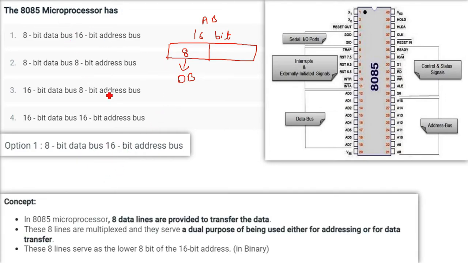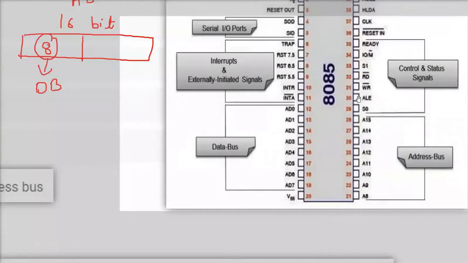In the 8085 microprocessor, 8 data lines are provided to transfer the data, that is the data bus. And these 8 lines are multiplexed. So they serve a dual purpose: they can be used either for addressing or for data transfer. These 8 lines serve as the lower 8 bits of the 16-bit address.